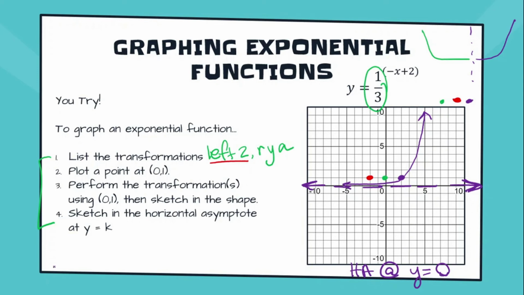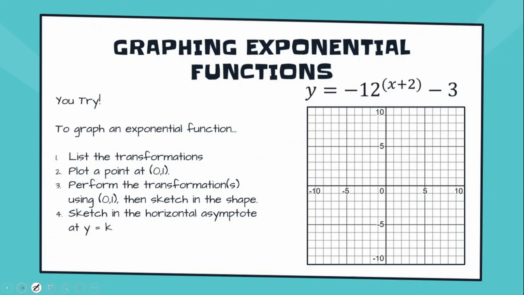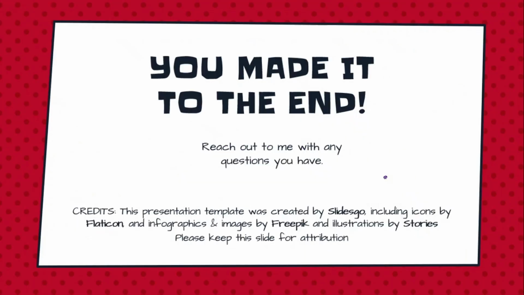Let's try one more. All right, so going to follow these steps once again. The equation says +2, so it's going to go to the left 2. The negative on the outside will make it reflect over the x-axis, which will change the shape of the graph. And then the -3 will make it go down 3. Now, I'm going to write here down 1, but I just made a mistake when I was recording myself writing, so my bad. It should say down 3.